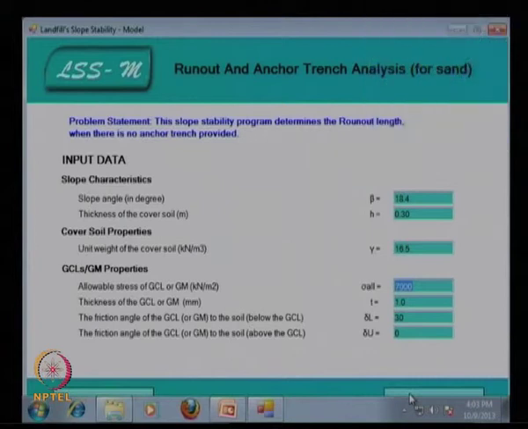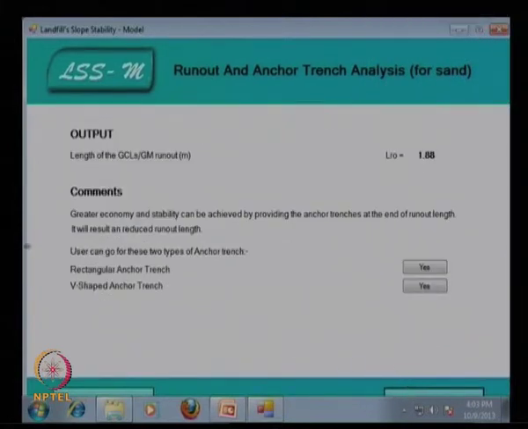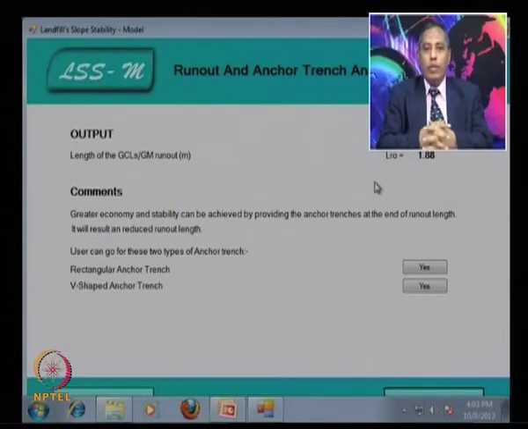Now, you can calculate and find what the length of the GCL will be, that is L0, which is 1.888. So, comment: there is greater economy and stability achieved by providing the anchor trench at the end of the runout length, and it will reduce the runout length.